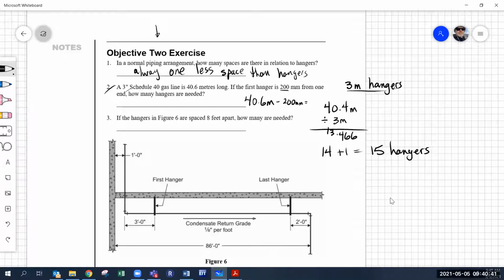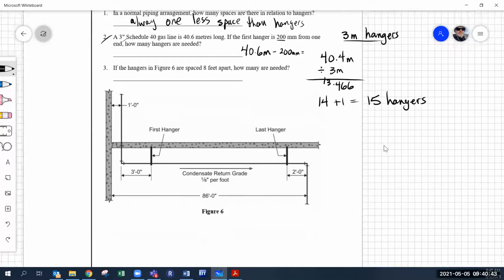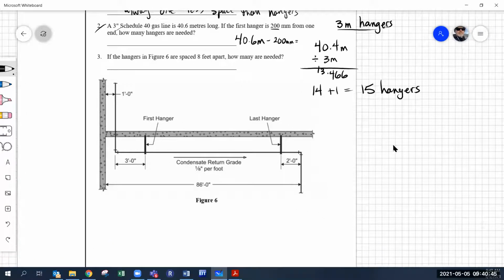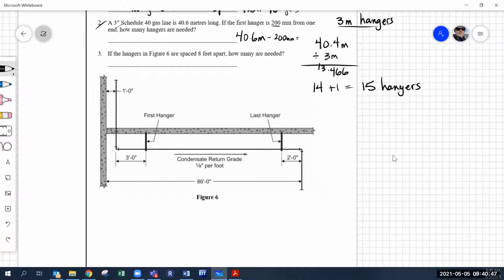Excellent. Lovely, Grant. So let's look at number 3 here. If the hangers in figure 6 are spaced 8 feet apart, how many are needed? So we have a 1 foot spacing up here. We have a 3 foot spacing here to the first hanger, and we have a 2 foot spacing there from the last hanger. So our overall run is 86 feet.